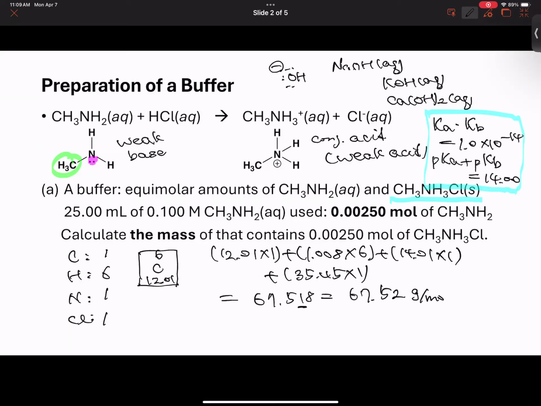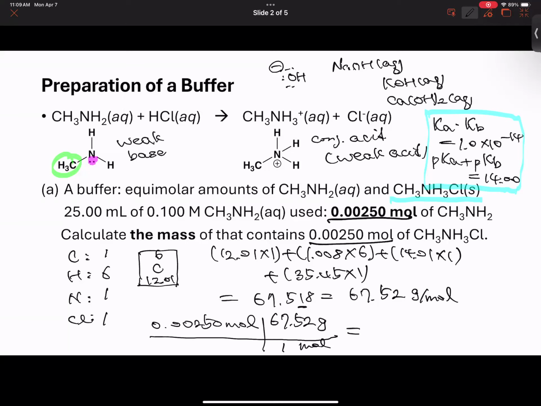With the proper number of significant figures, 67.52 grams per mole. Once you have this molar mass, let's multiply with the required mole number. So let's write 0.00250 mole is required. And let's write the molar mass. Mole is given, so we need to write mole number on the bottom and gram on top. We are converting mole number to grams. So 1 mole has 67.52 grams of mass. And then mole cancels out. We now have the mass, which is 0.169 grams of methylammonium chloride.